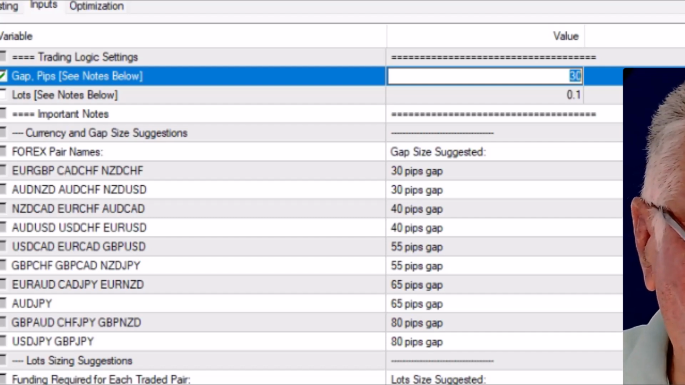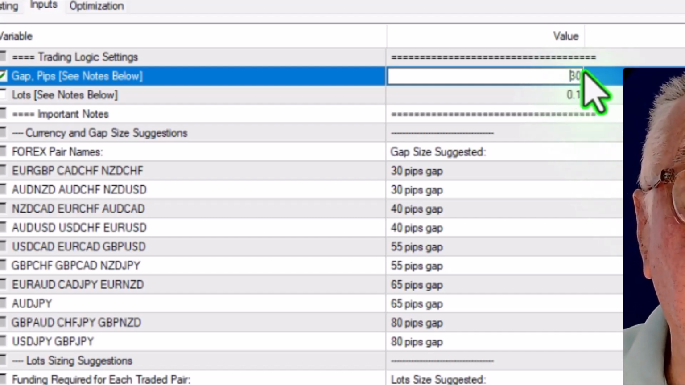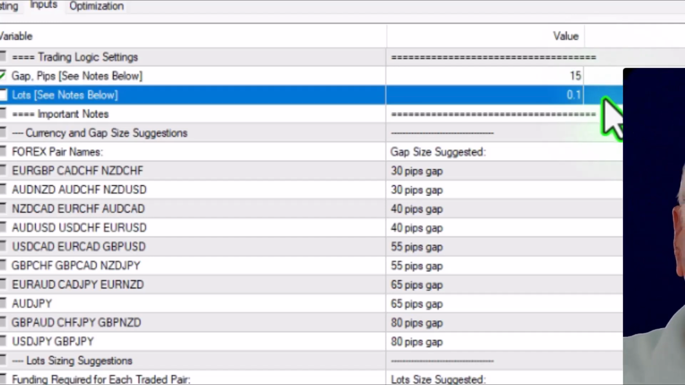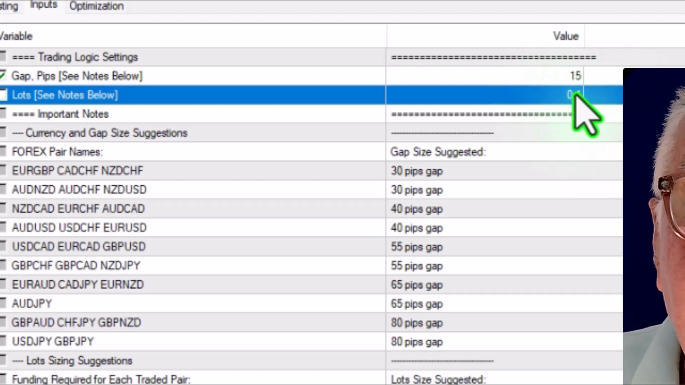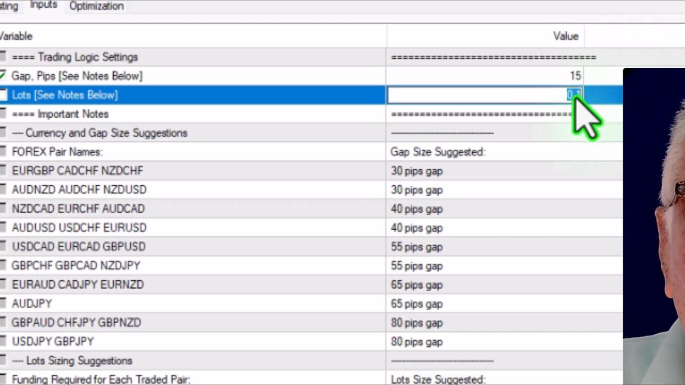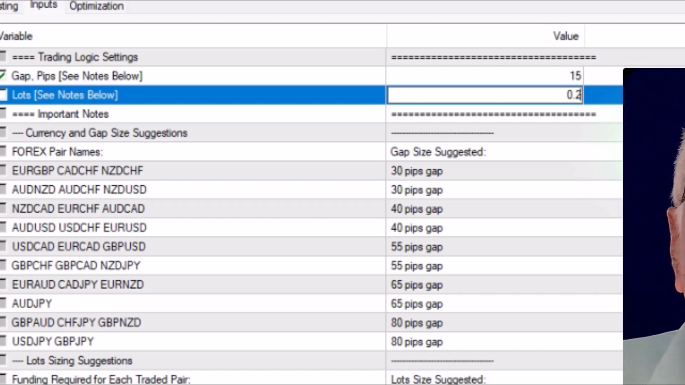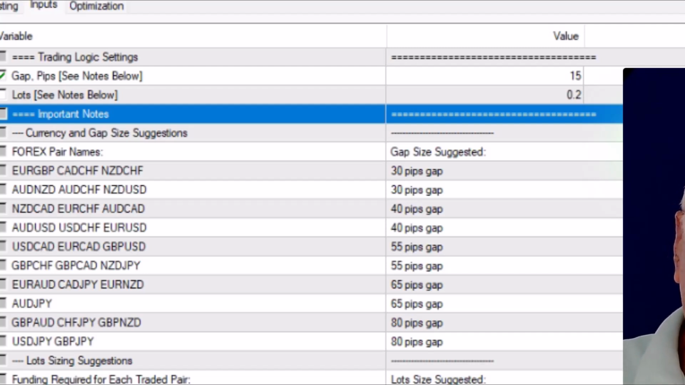So I'm actually going to halve that, just to take it to extreme. And then the other thing that you can do is you can increase the lot size. So what I've now done, I've doubled the risk by halving the gap size, and I'm going to double the risk again by increasing the lot size from 0.1 to 0.2. So I've actually now increased the risk 4 times by doing that. And what I'm going to do is I'm going to run it. So let's go and do that.